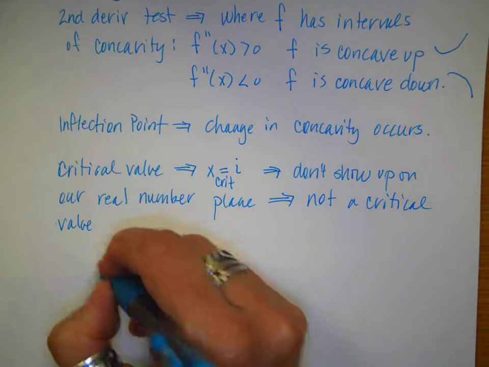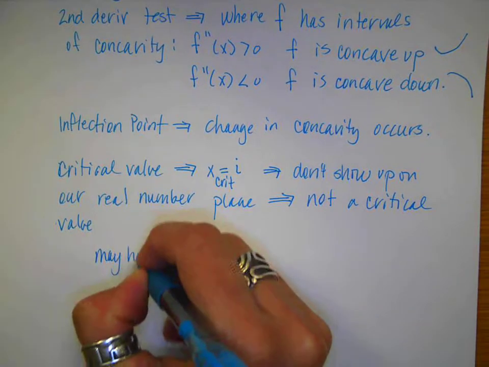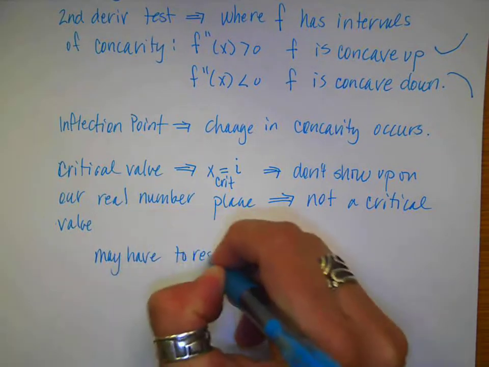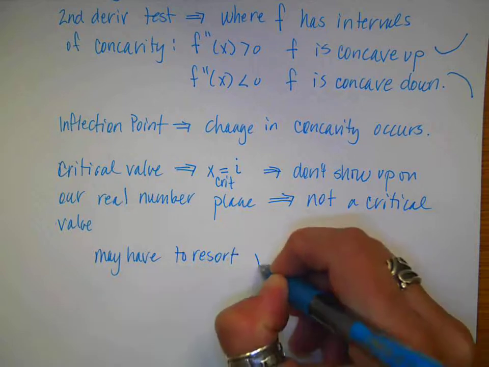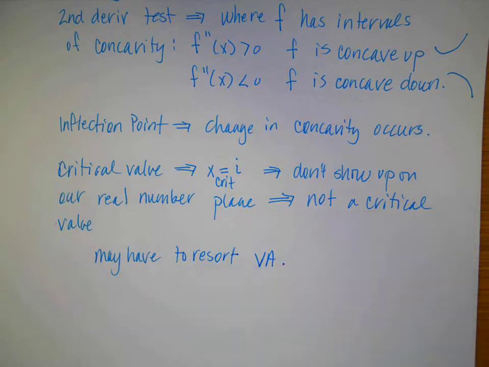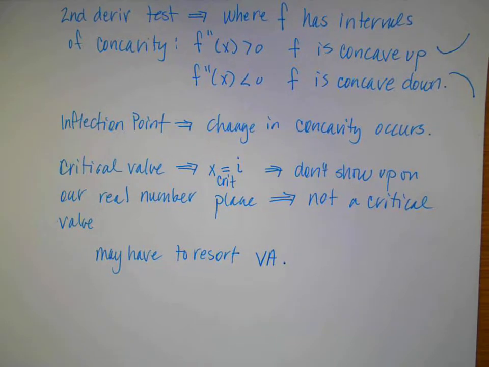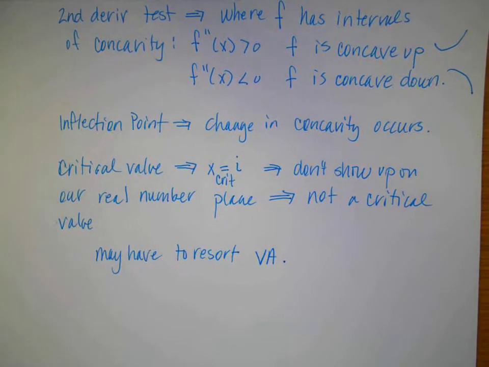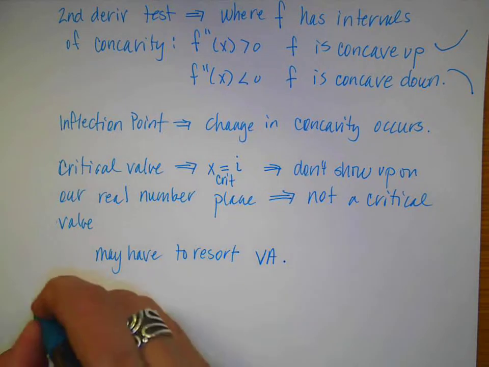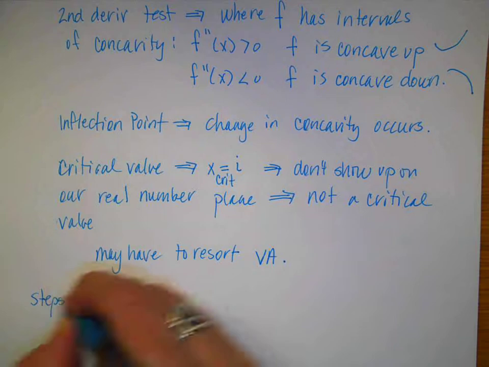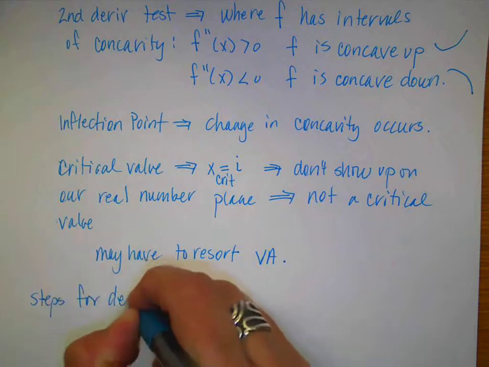And sometimes when we're doing our second derivative test, if I can't find a critical value, I may have to resort to my vertical asymptotes, okay? So if I'm trying to solve for the critical values and I got an imaginary number, I would have to switch and resort to using my vertical asymptotes.